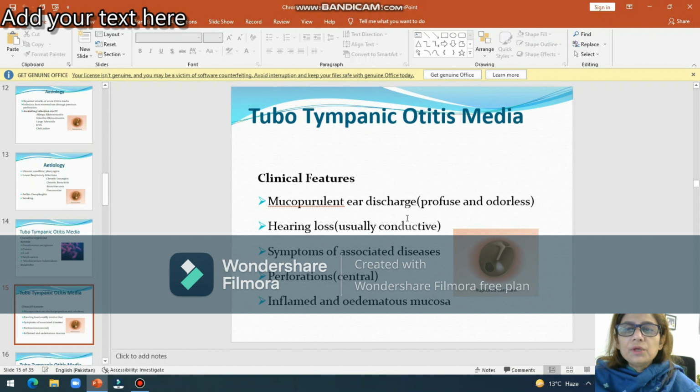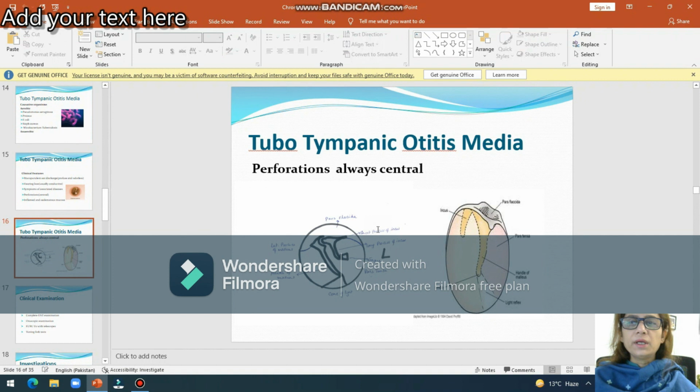Then there will be symptoms of associated disease of nose and paranasal sinuses. There may be nasal obstruction, nasal discharge, recurrent acute tonsillitis, or a history of mouth breathing. When you examine the tympanic membrane through an otoscope, you will see a central perforation that is surrounded by pars tensa. Through the perforation, you will see the mucosa of the middle ear that will be inflamed and edematous.